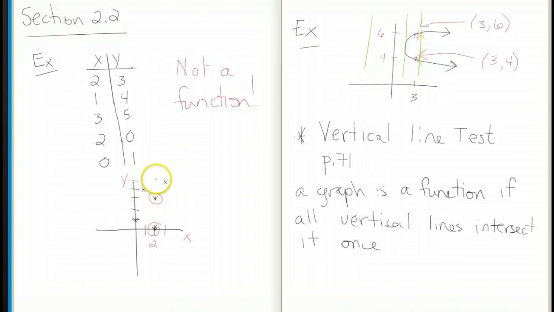Over here, that same thing would happen, right? If I dropped a vertical line down here between those two, at those two points at 2, I hit it twice, I know it's not a function, right?